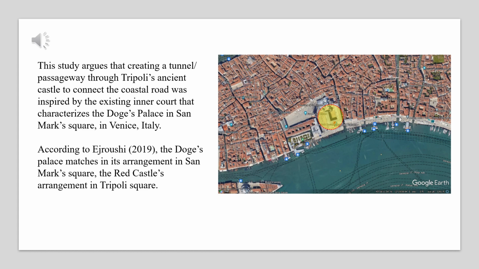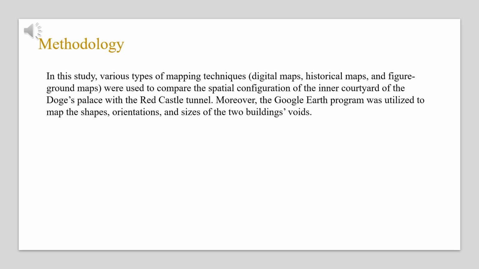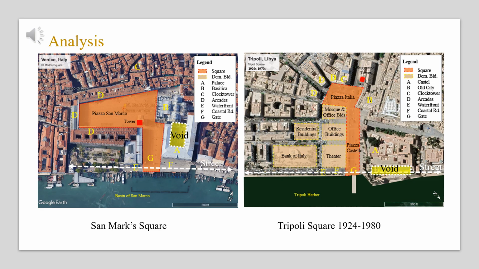According to Ejroushi 2019, the Doge's Palace matches in its arrangement in San Marco Square the Red Castle's arrangement in Tripoli Square. In this study, various types of mapping techniques, such as digital maps, historical maps, and figure ground maps, were used to compare the spatial configuration of the inner courtyard of the Doge's Palace with the Red Castle Tunnel. Moreover, the Google Earth program was utilized to map the shapes, orientations, and sizes of the two buildings' voids. These two maps were captured via the Google Earth program.